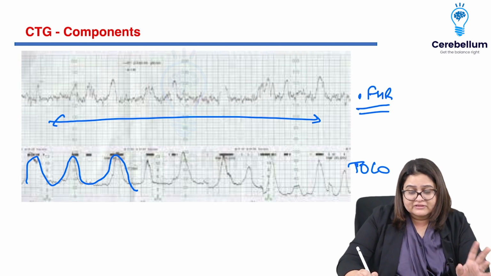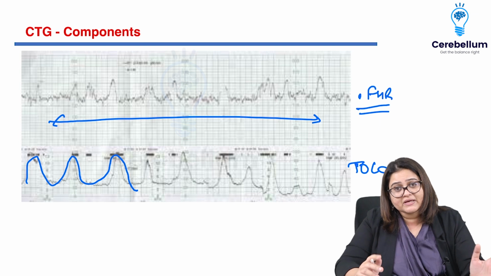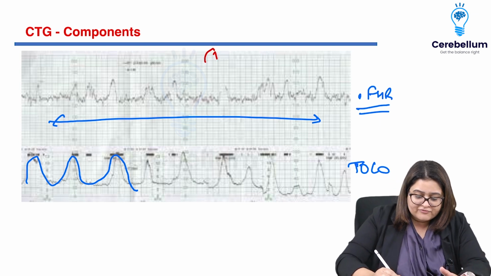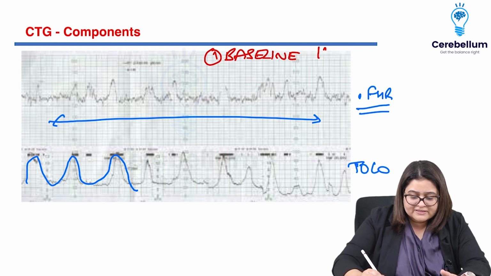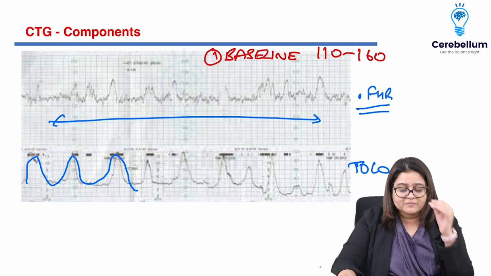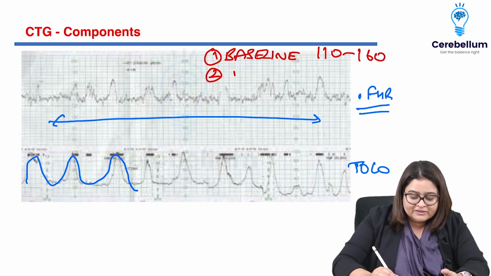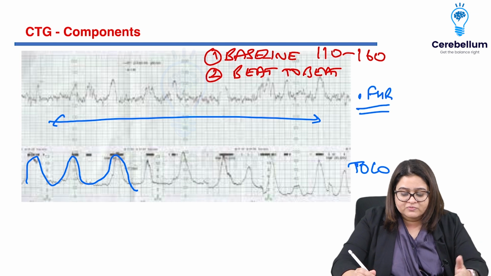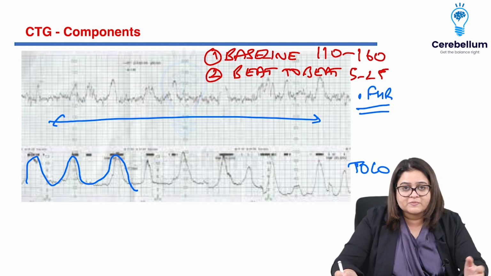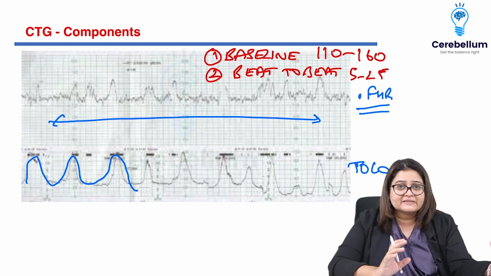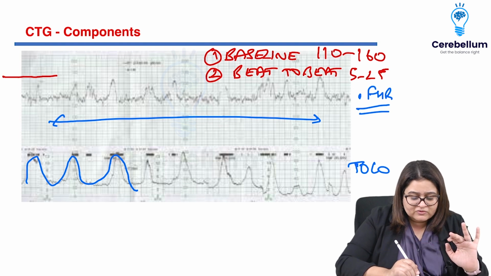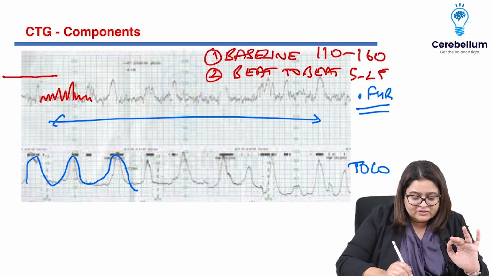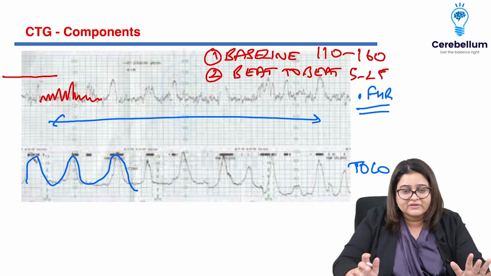So the CTG has several components. In the fetal heart rate, we have several components, same as the NST. What are those components? You have a baseline fetal heart rate, and the normal baseline is 110 to 160 beats per minute. Then we have beat to beat variability. Normal beat to beat variability is 5 to 25 beats per minute. This basically means, as I've explained in the antepartum fetal monitoring part on the NST, that the fetal heart rate is not static. It is not a straight line. You can see how wavy it is. This waviness is called beat to beat variability.